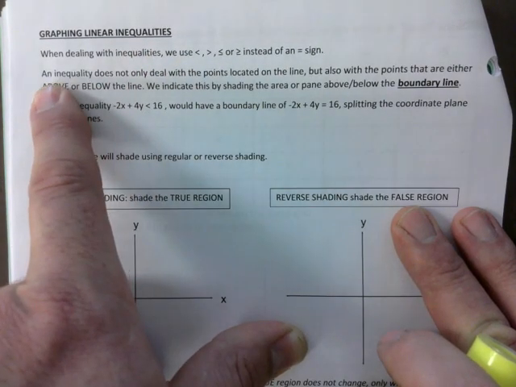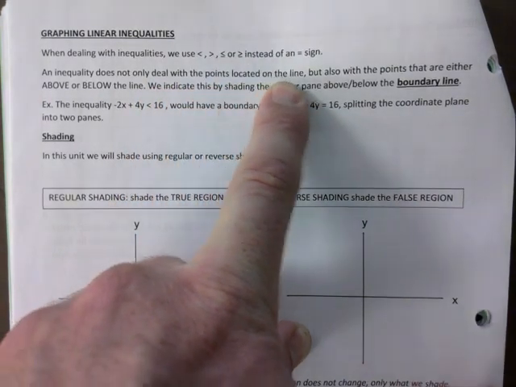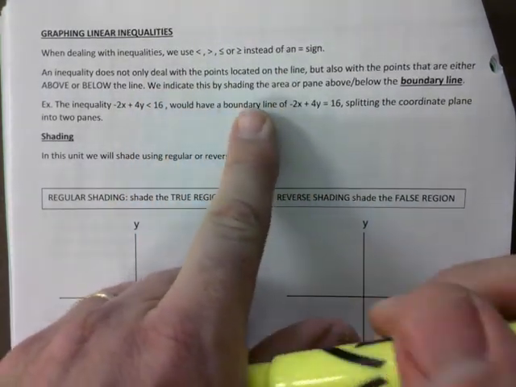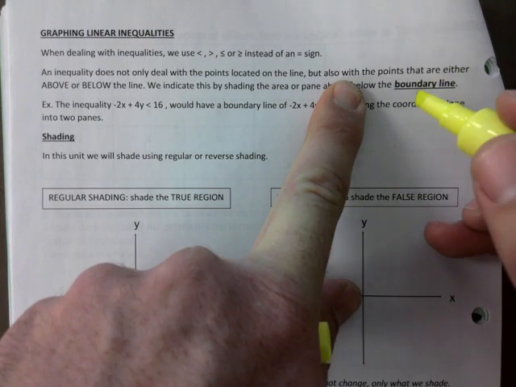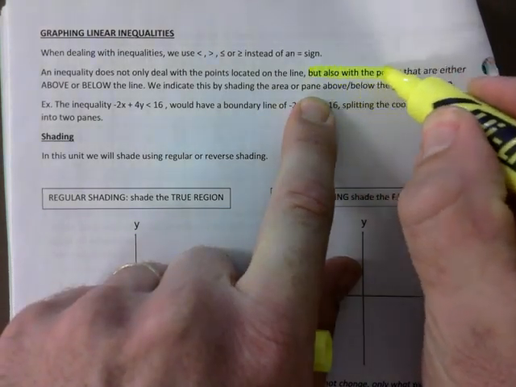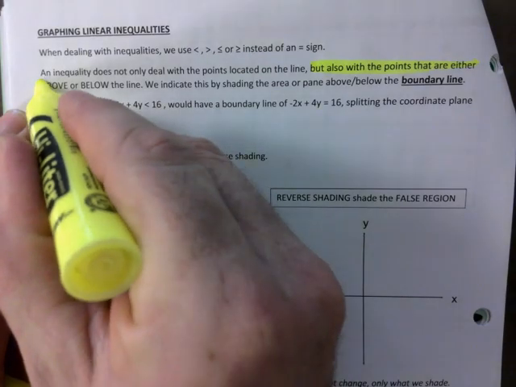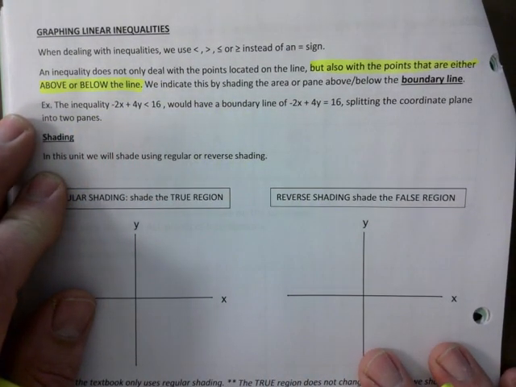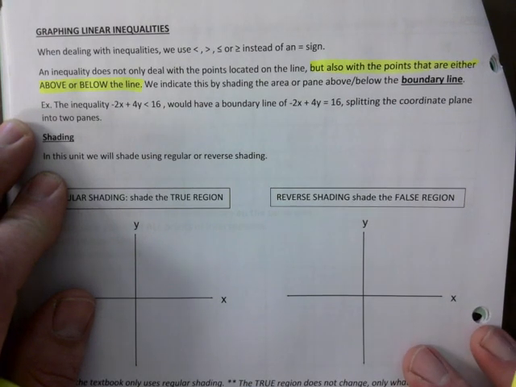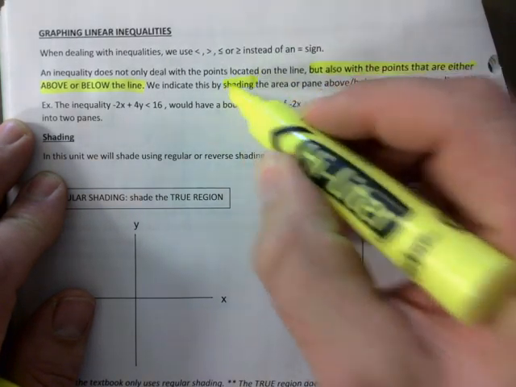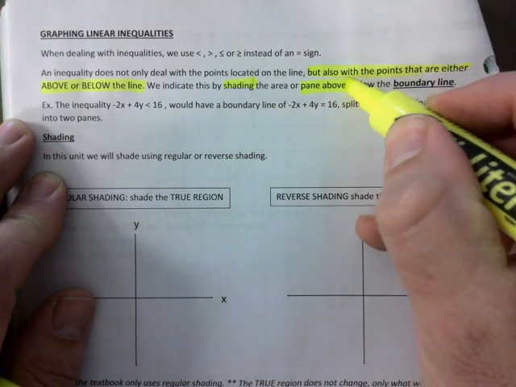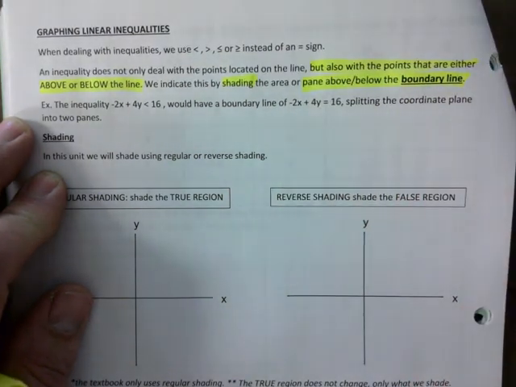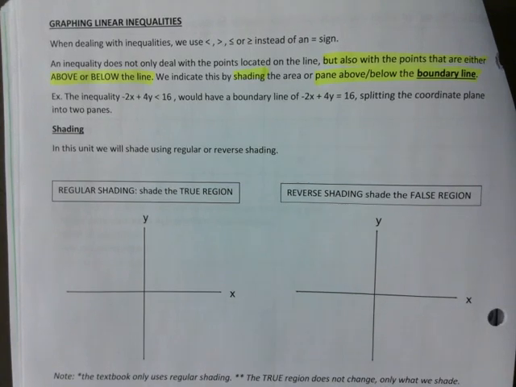An inequality does not only deal with the points located on the line, but also with the points that are either above or below the line. So we're not just dealing with points on the line. It's either above or below. This is on page 17. We indicate this by shading, right? So we'll be shading the pane above or below the boundary line. Pane or area, it's the same thing.